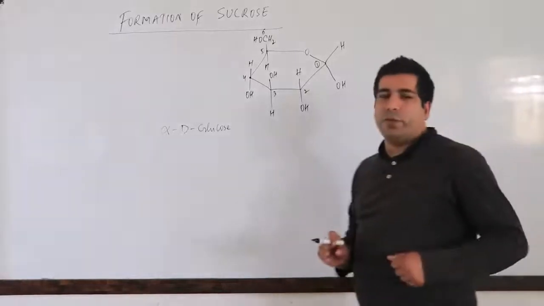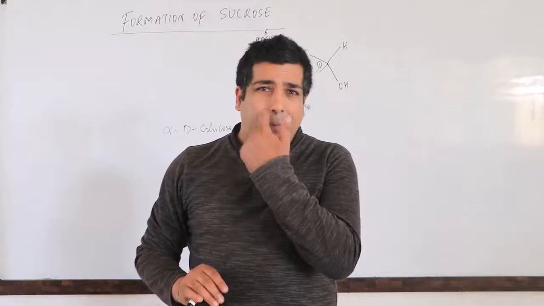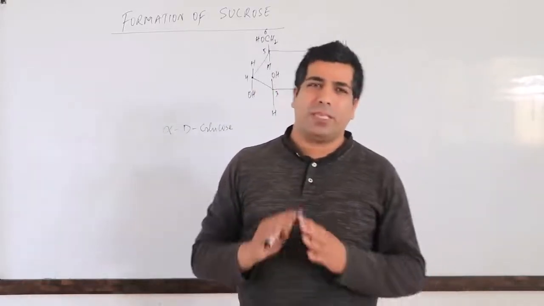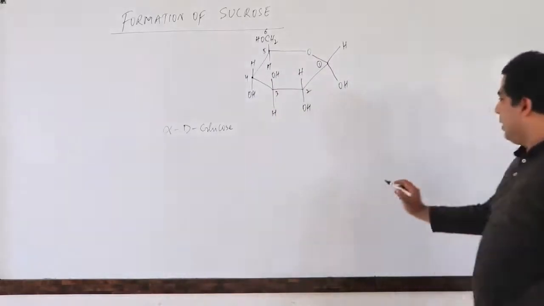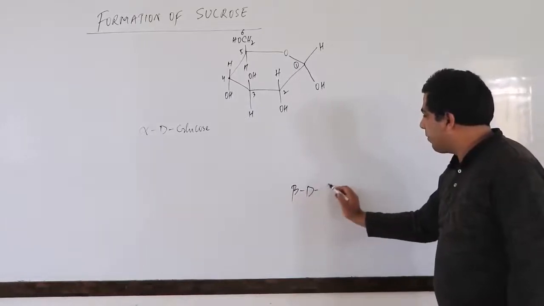Now in your book, you will see that they have inverted the structure of fructose, but we are not going to do that. I will show you how we can represent it in a very simple way. Let's talk about beta D fructose. Let's write down beta D fructose down here.